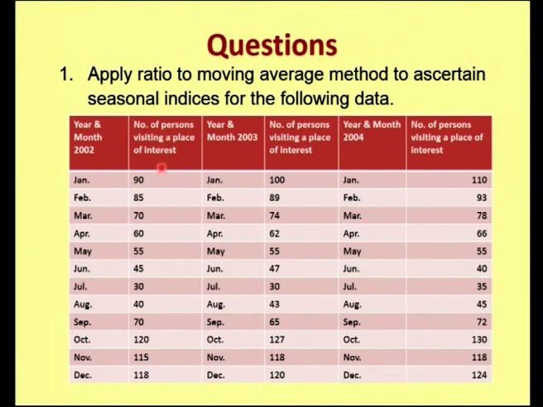The number of persons visiting a place of interest in the month of January in the year 2002 is 90. Like that, 36 values are given here. We have to use the ratio to moving average method to find the seasonal index.